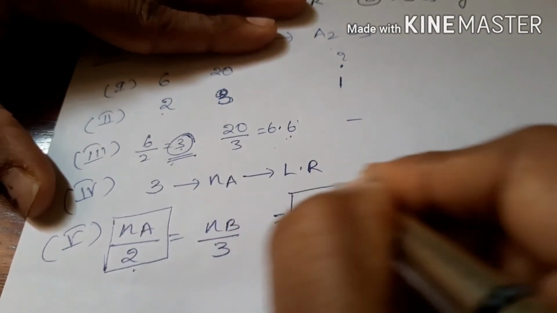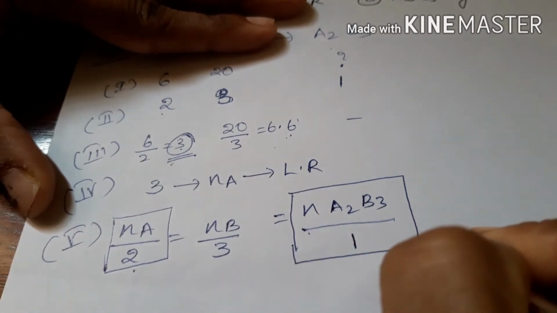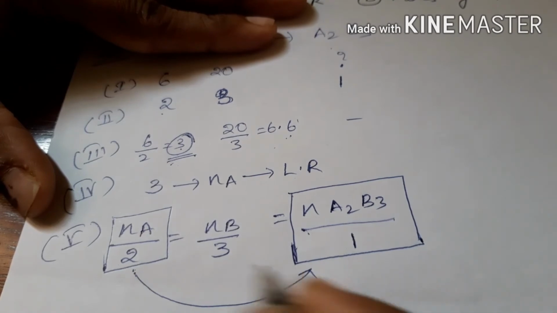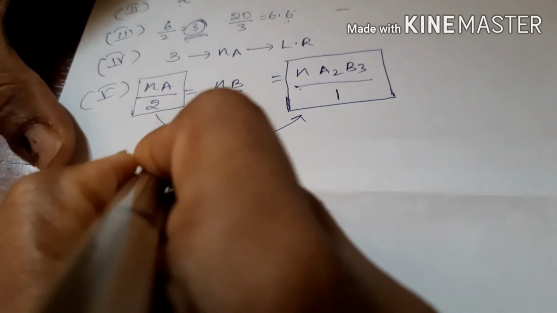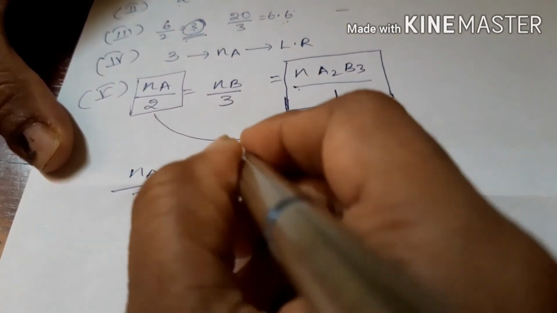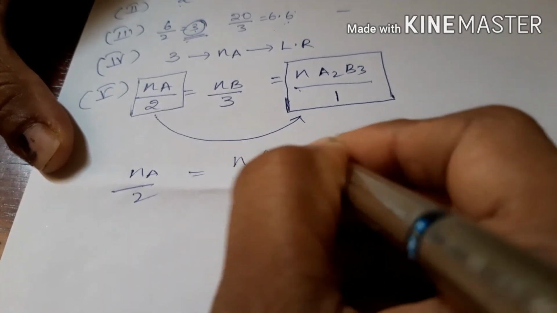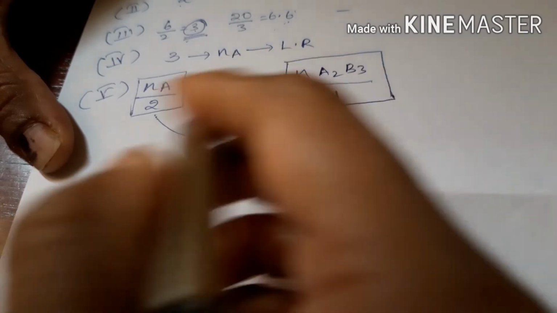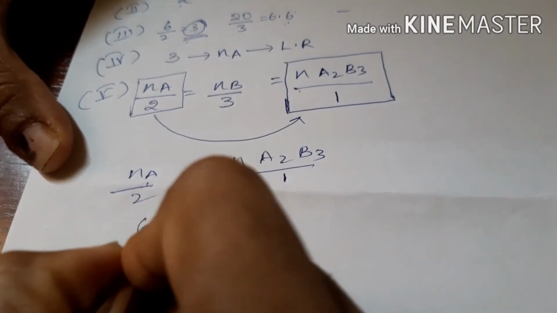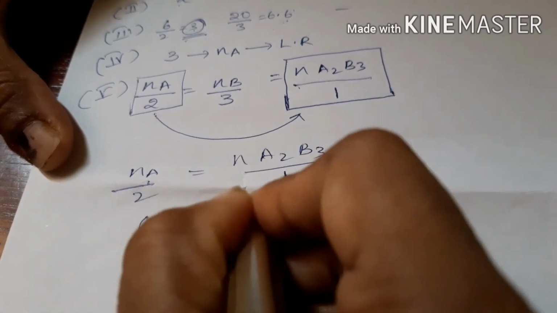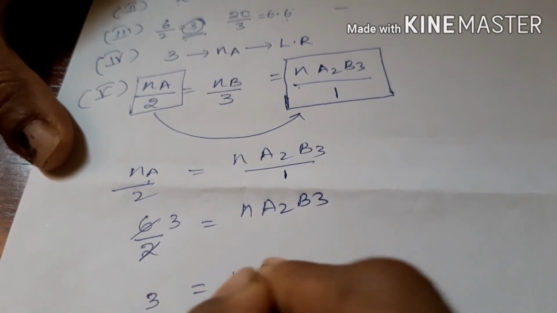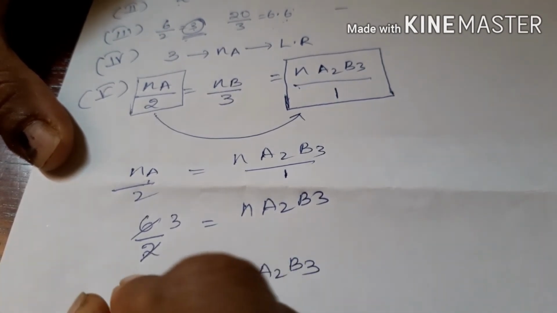That's why we have to analyze the mole-mole analysis by using the limiting reagent with the product. Then we have to write like this and compare these two moles. Na by 2 is equal to Na2B3 by 1. Na is nothing but 6, so 6 by 2 is nothing but 3. That means Na2B3 is nothing but 3. That means the number of moles of product formed is 3 here.